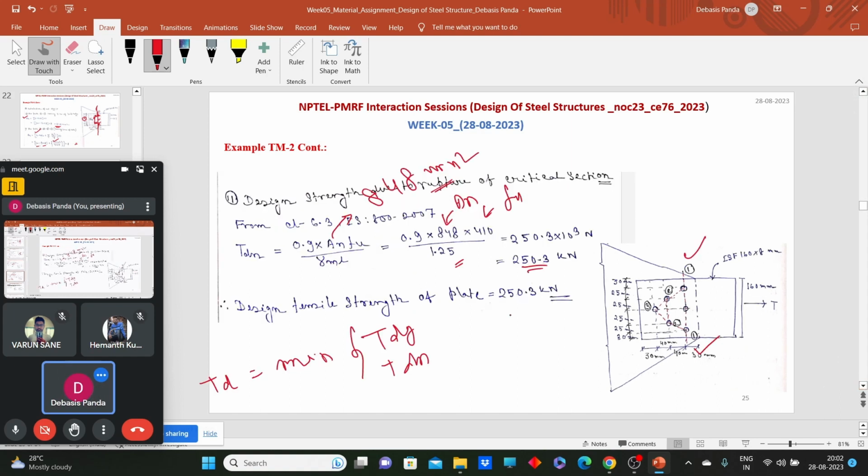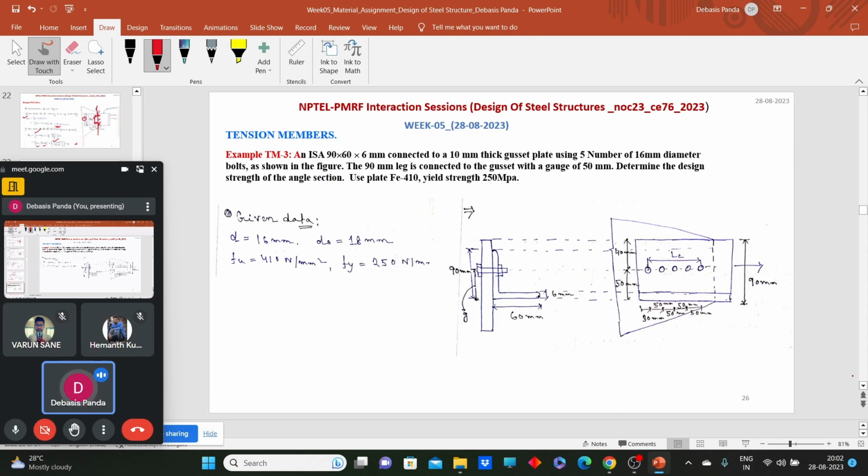250. So obviously the 250 will be the design strength of this kind of section. Now this was the calculation of design strength for the plate section, or we can say the calculation of design strength of a tension member where plates are used as a tension member. Now angles, for the angles how we can calculate? So we go through the equation from where we can calculate that TDN value for the angle section.